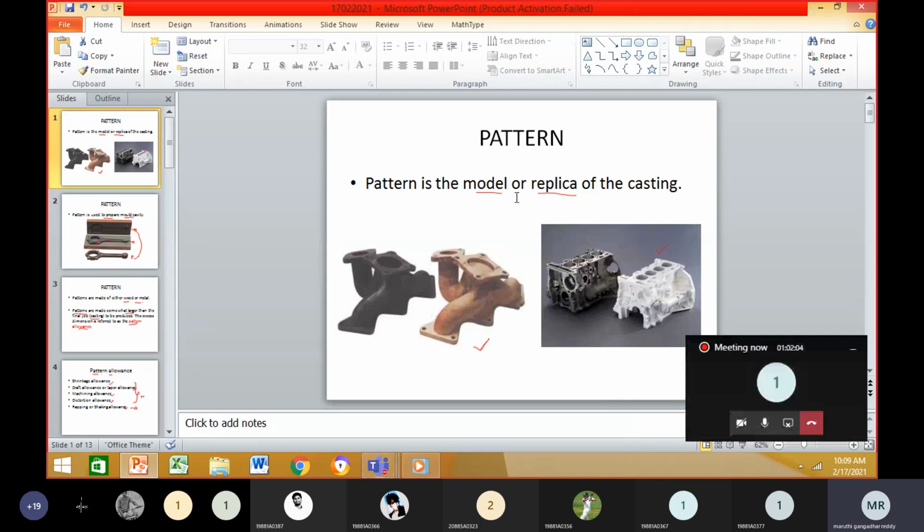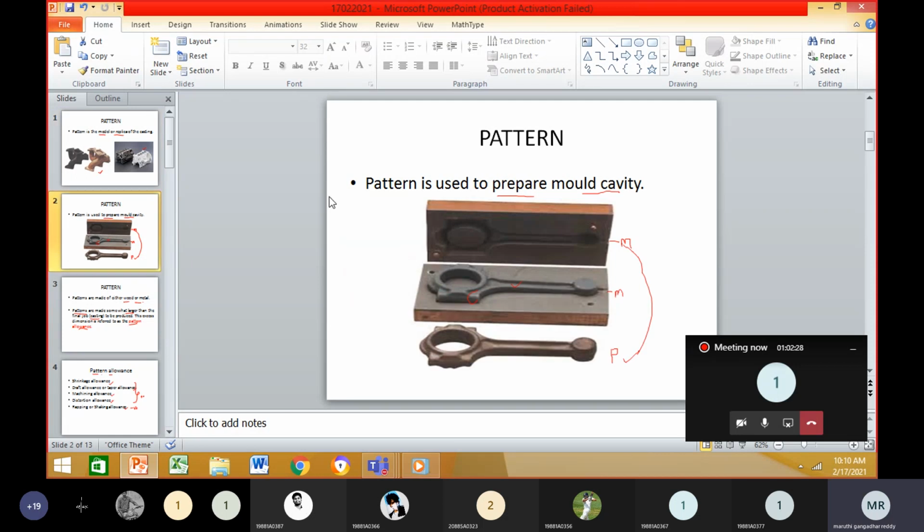So that's why I am not including more theory and sentences here. Just one complete sentence, which will give you the full meaning and the answer. What is a pattern? Pattern is the model or replica of the casting. Don't edit that. So this is a complete answer. Pattern is the model or replica of the casting. And why do we use a pattern? It is used for preparing the mold cavity.